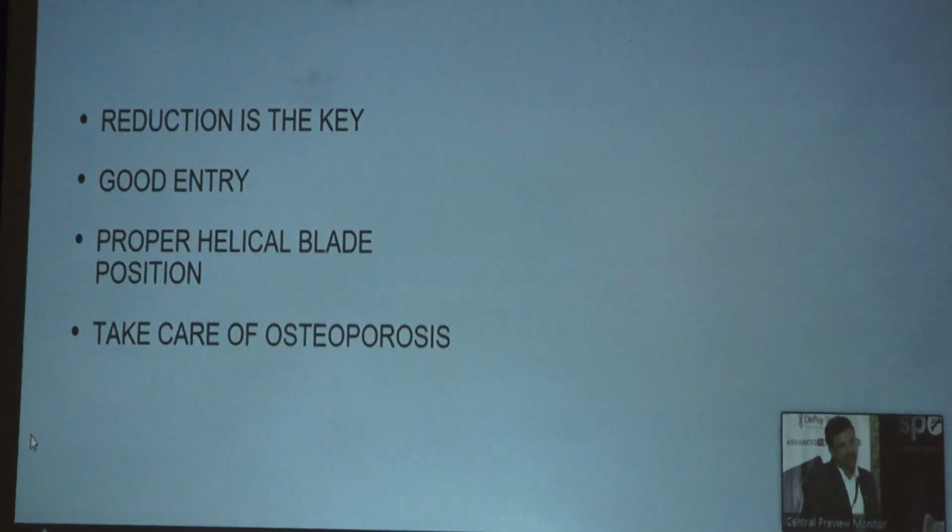So my take-home message is reduction is the key. Before good reduction, don't even attempt to put the entry. Good entry, yeah, any kind of nail you use, entry has to be good. Proper helical blade position, it might be center is the most preferred one, or slightly inferior, and we have to take care of the osteoporosis.